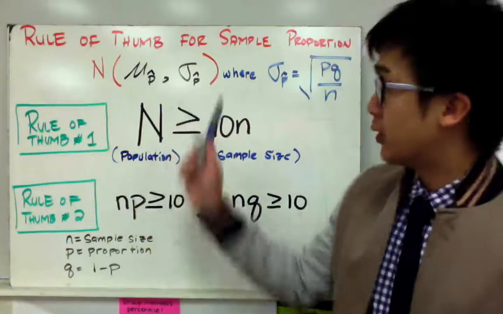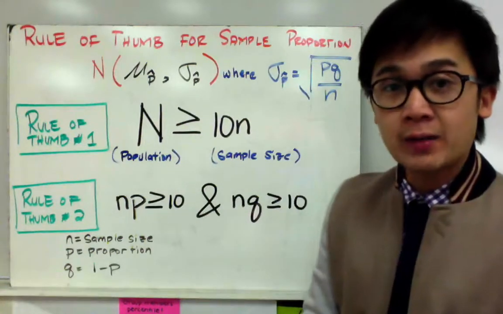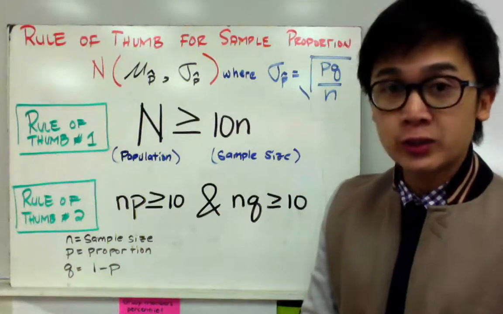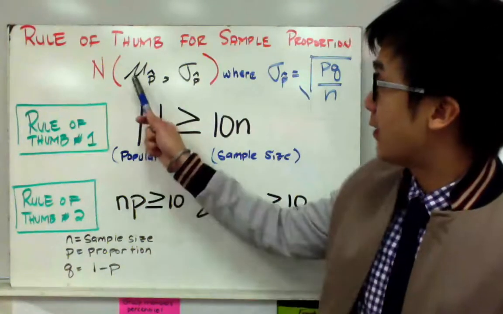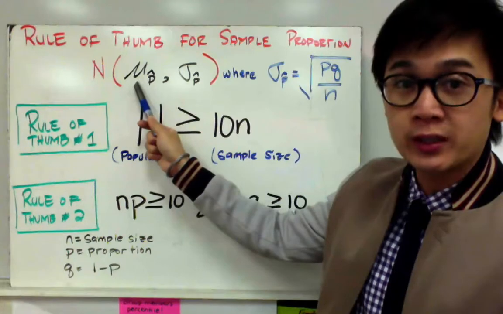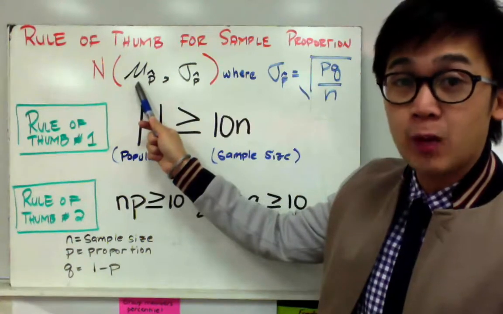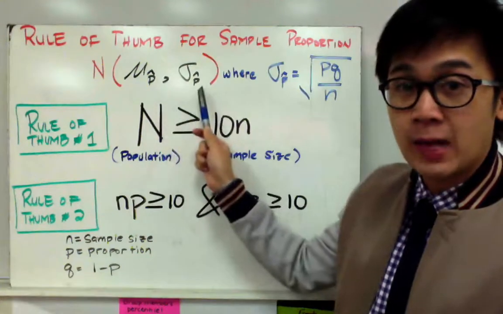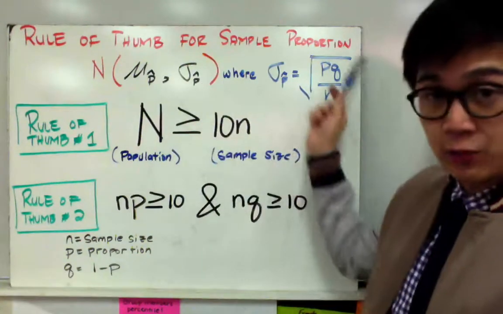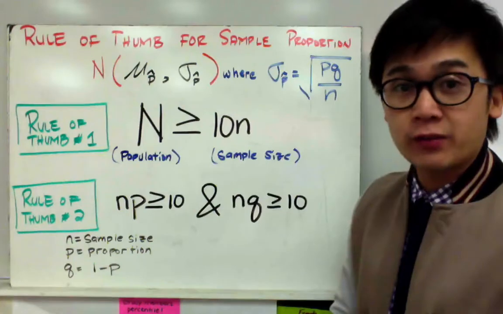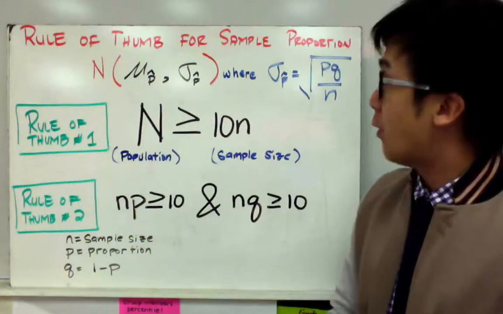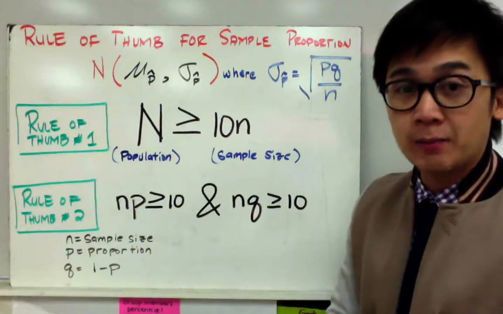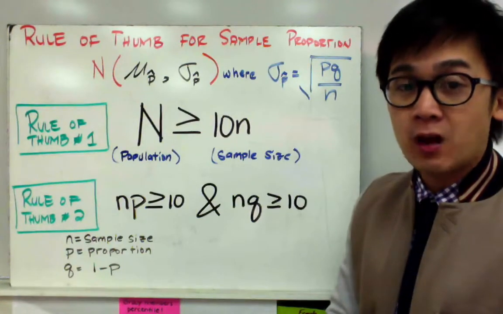Now, to review the formula in finding the mean and the standard deviation of our sampling distribution given the sample proportion, the mean of the sample proportion is basically the given population proportion itself, and the standard deviation of our sample proportion is given by this formula: the square root of PQ all over N.